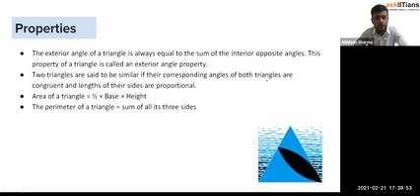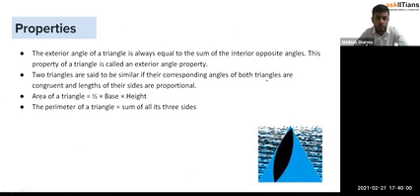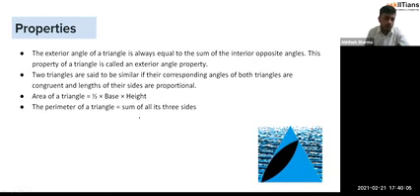Now, let us talk about some more properties here. The exterior angle of a triangle is always equal to the sum of the interior opposite angles. This is called the exterior angle property. How can we prove this?